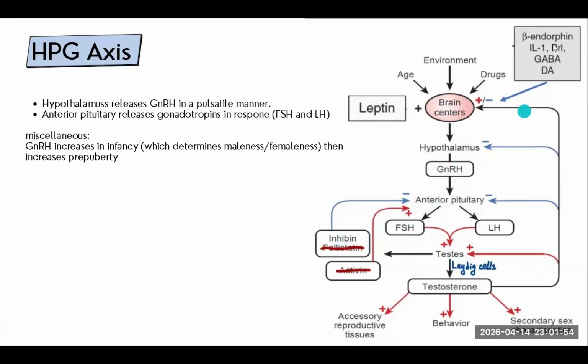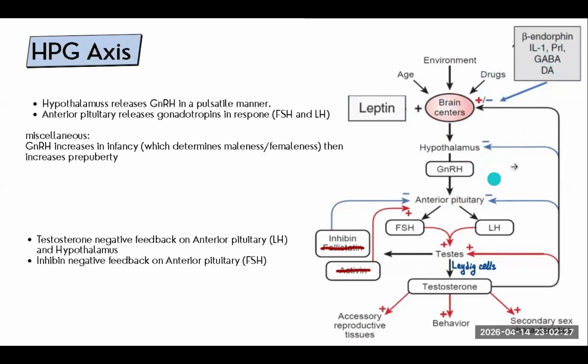Some other things we need to mention is that leptin would stimulate the brain centers to send a signal to the hypothalamus. We also have some other substances we should know of: beta endorphin, interleukin 1, prolactin, GABA, and dopamine. Prolactin and GABA have inhibitory effects. Okay, you should know that prolactin and GABA have inhibitory effects on the brain centers. Okay, we mentioned that.